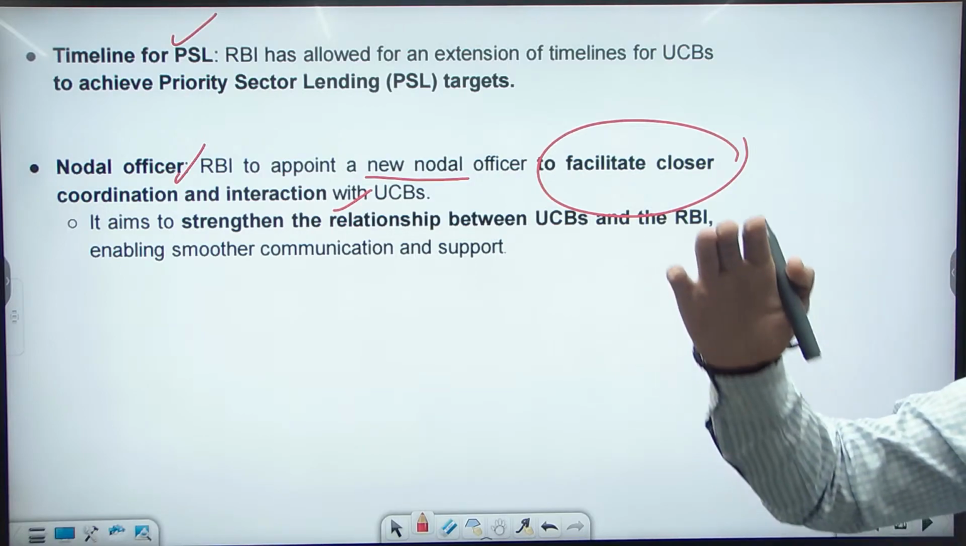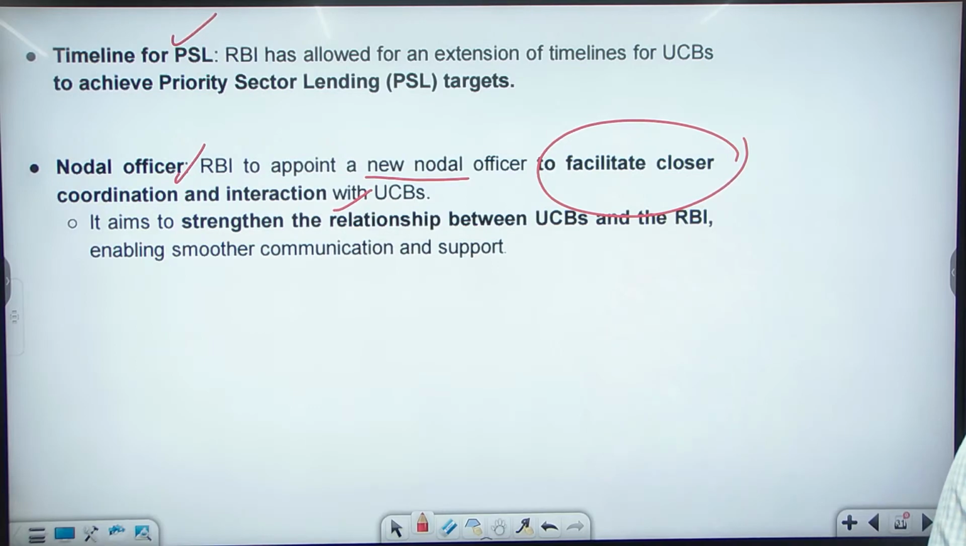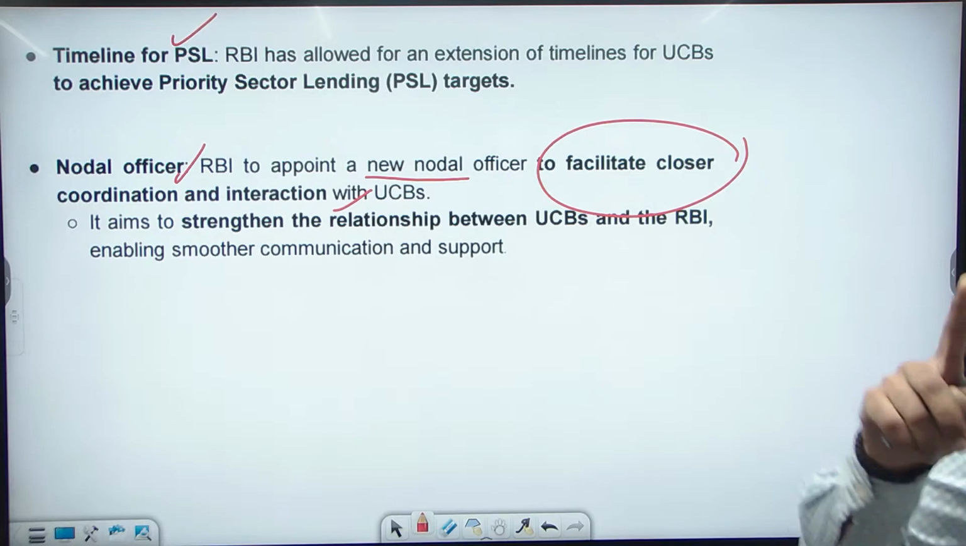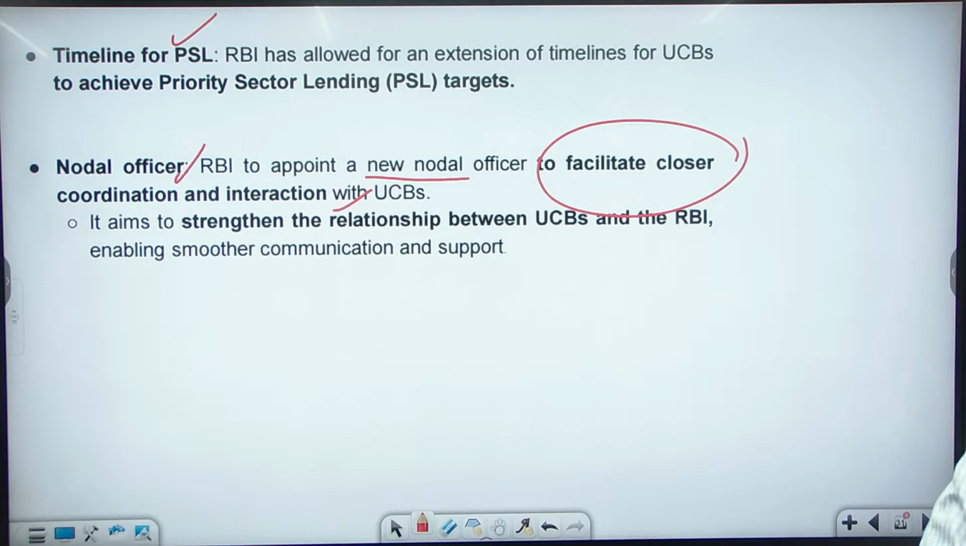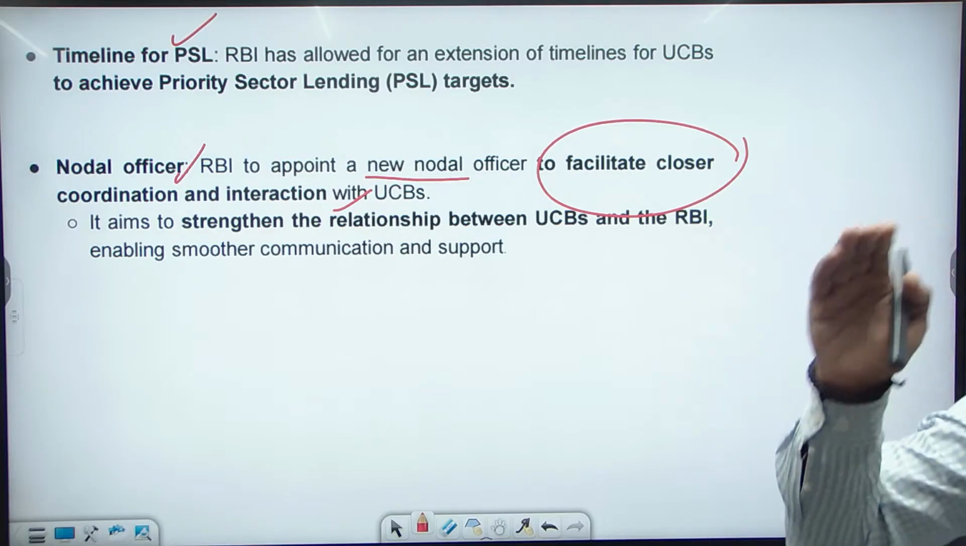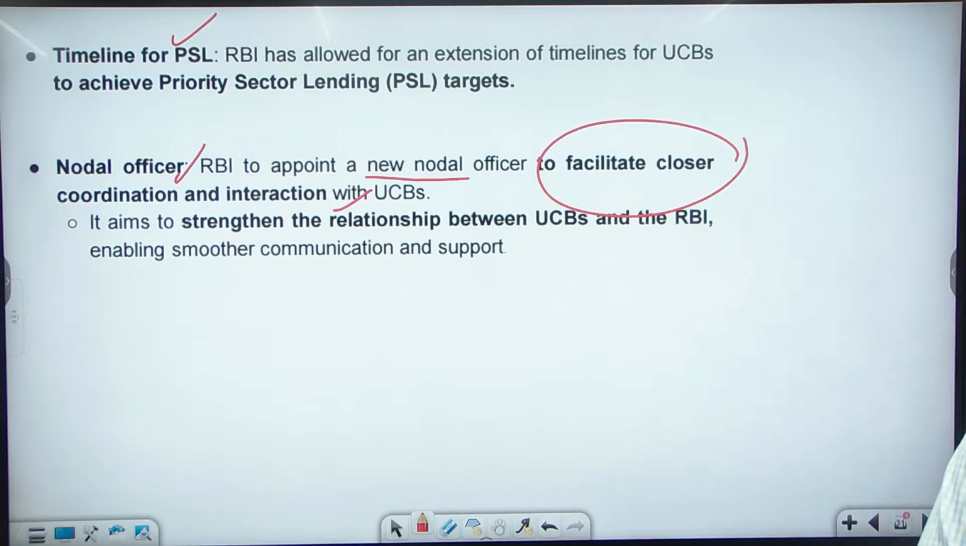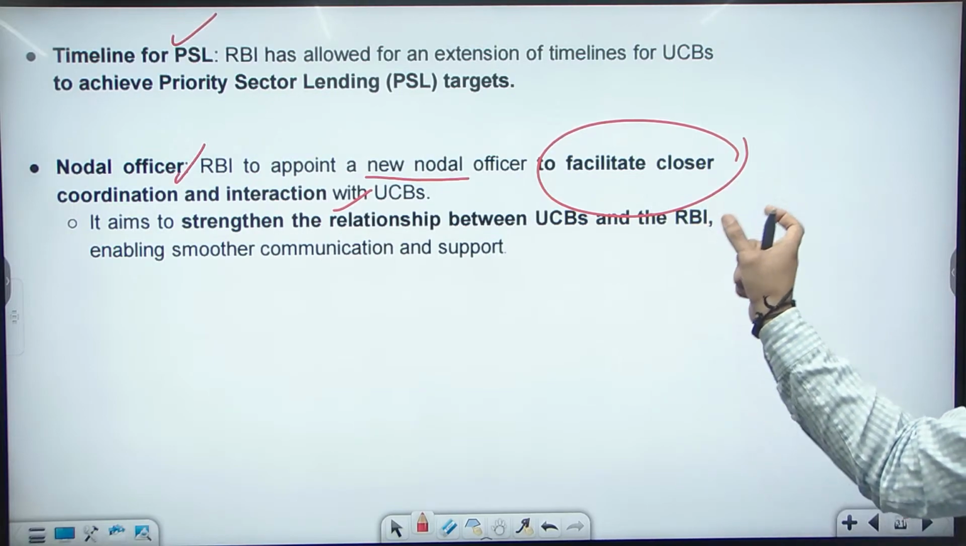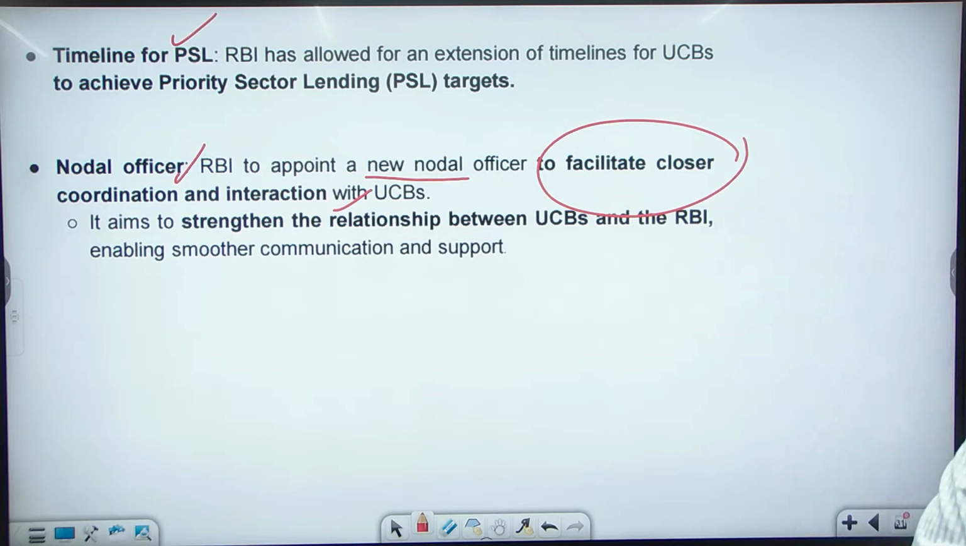So whatever schemes there are, they can percolate to the lower level. Often when there is any scheme, it does not reach. Like MSP, only 8 to 10% of the farmers of the country are getting the MSP. MSP has been running for the last 50 years. So that's the reason. If the government is announcing any scheme, it should percolate to the lower level. So in banking, the nodal officer will check the health of the bank also and how the schemes can go to the lower level.